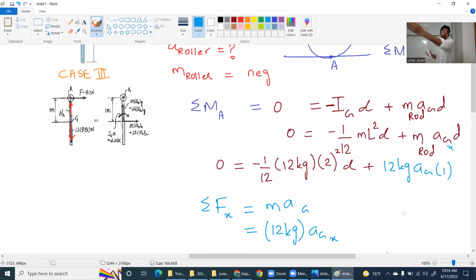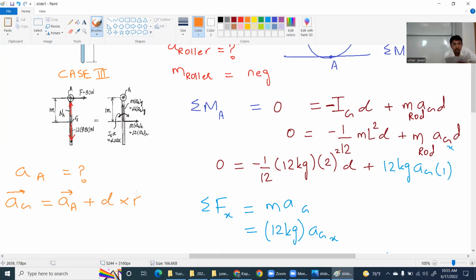Now the last piece of the puzzle is, what was the question? The question said, determine the acceleration of the center of the roller. What will be the acceleration of the center of the roller? Anyone who can help me with that? So acceleration of the roller will be AA is equal to question mark. So AG, anyone? Is equal to AA plus the same story, right?